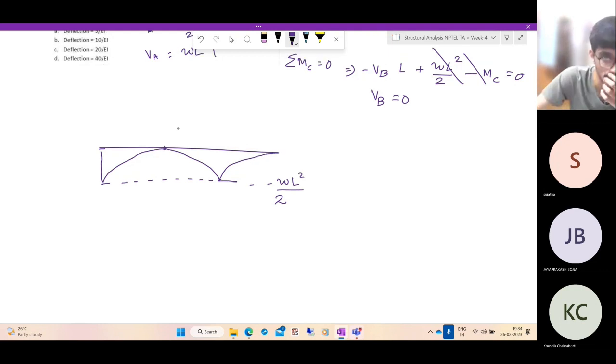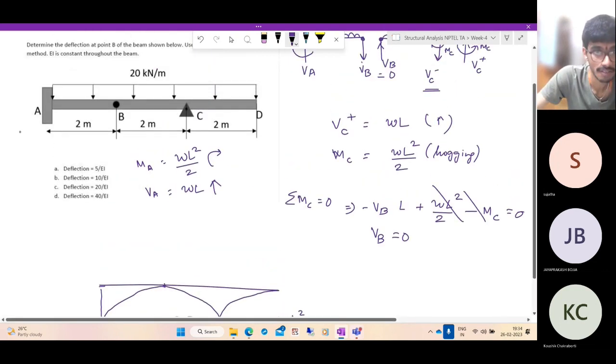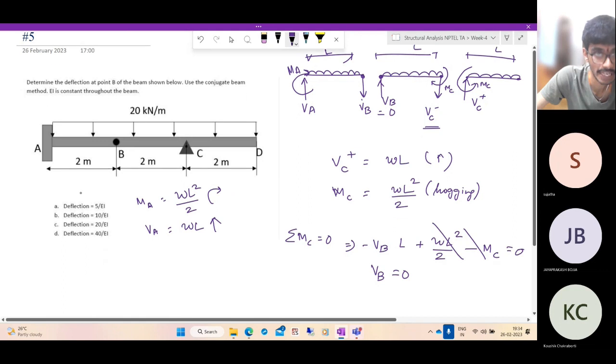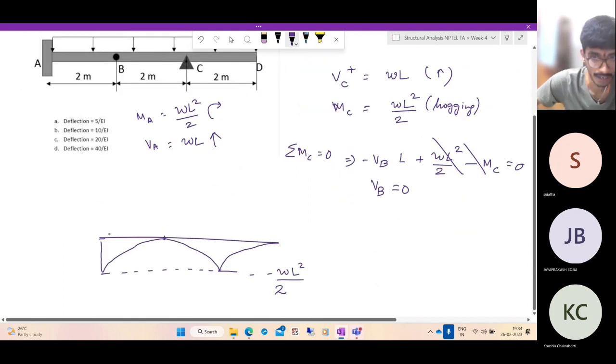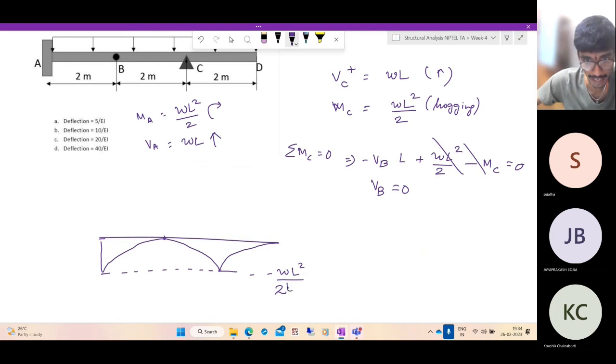Now let us consider the conjugate beam. So the fixed end will become a free end. So this is the bending moment diagram. If you consider the conjugate beam, you have to add an EI, bending moment diagram by EI. So this is the point A, this is the point B, this is the point C, and this is the point D. And all the bending moment is negative everywhere, so all the loading is downwards.